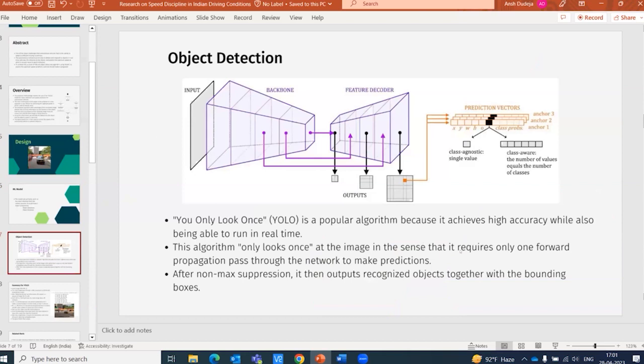This is a little explanation of the YOLO model. You Only Look Once is a popular algorithm because it achieves high accuracy while also being able to run in real time. The algorithm only looks once at the image in the sense that it requires only one forward propagation pass through the network to make predictions. After non-max suppression, it then outputs recognized objects together with the bounding boxes.